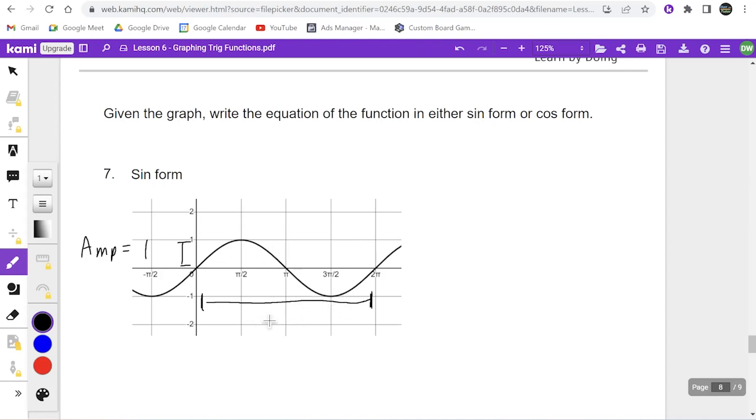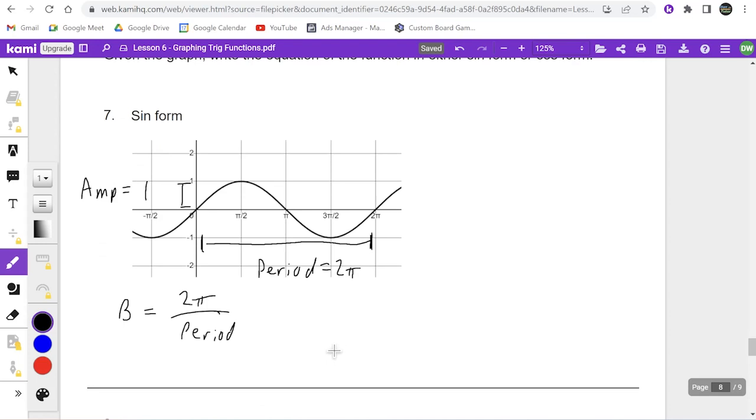Anyways, it looks like not the b, but the period is 2 pi, and we can use that to find b, because b is equal to 2 pi over the period. That was the equation we said earlier today. It's the opposite of period equals 2 pi over b. So anyways, b equals 2 pi divided by 2 pi. Looks like b is just 1.